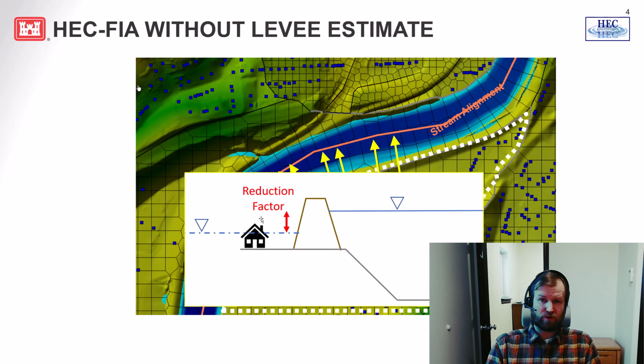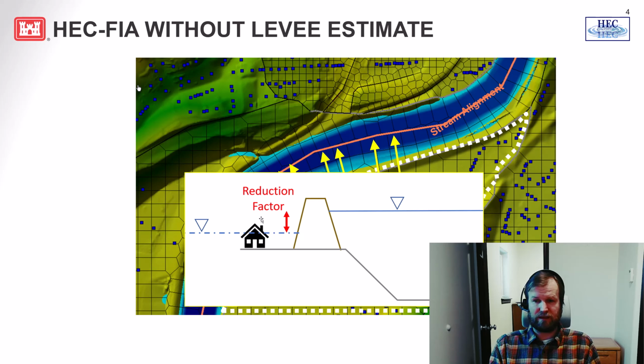So this approach works pretty well in situations where the area behind the levee is uniform and would have a similar water surface to the main channel. So examples would be pocket levees or areas where you don't expect a big change in the water surface throughout the area.